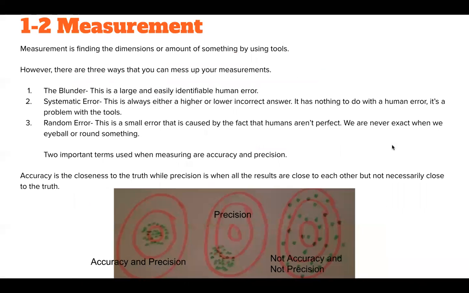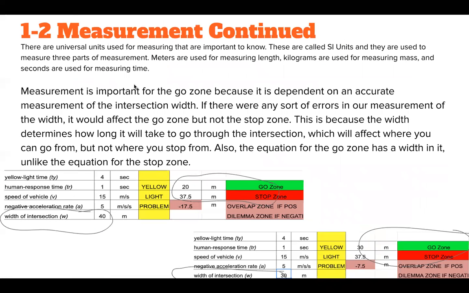The second chapter is 1-2 measurement. Measurement is important for the go zone because it is dependent on an accurate measurement of the intersection width. If there were any sort of errors in our measurement of the width, it would affect the go zone, but not the stop zone.